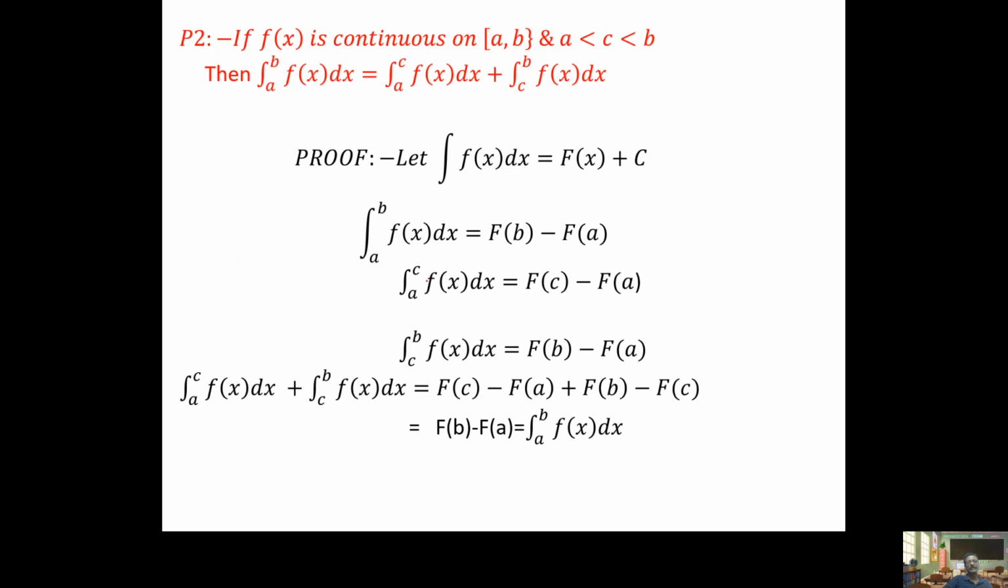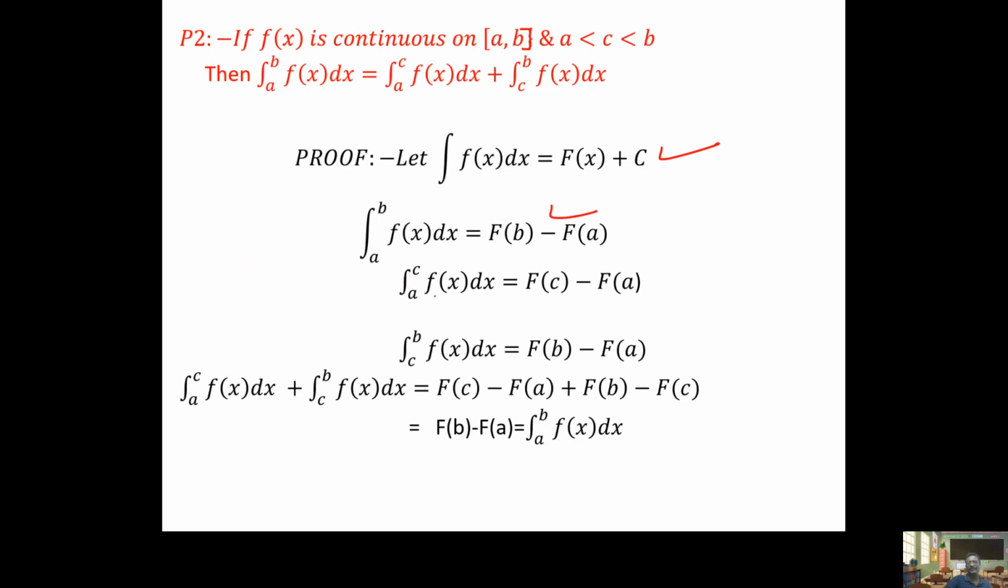T2 or third property. If f(x) is a continuous function on the closed interval [a, b], and a is less than c is less than b, then the integral from a to b of f(x) dx is equal to the integral from a to c of f(x) dx plus the integral from c to b of f(x) dx, provided c is a number between a and b. Let the integral of f(x) dx be equal to capital F(x) plus c. What is the integral from a to b of f(x) dx?